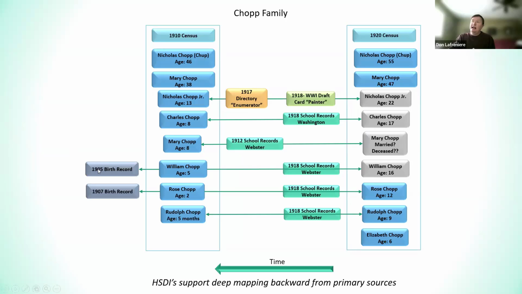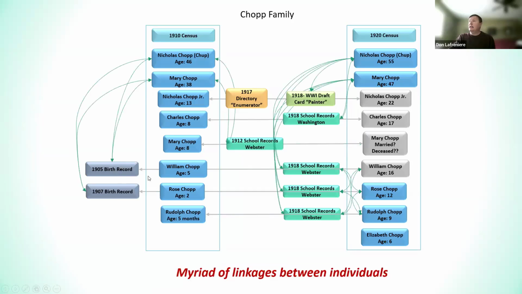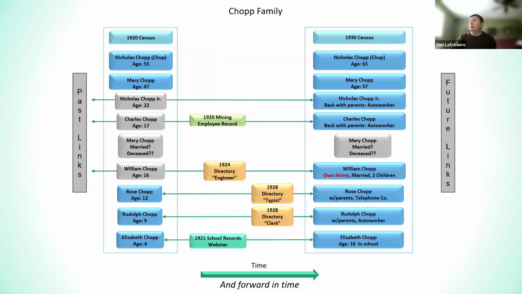Okay. We can then go backwards as well from there, adding in things like birth records for some of the kids. And with all of these different records, we have lots of different linkages. So just in this one family, starting with 2 census years, we can link the family through all these other sources in all these different myriad of ways. Okay. And that's really the power of what we're trying to talk about here.